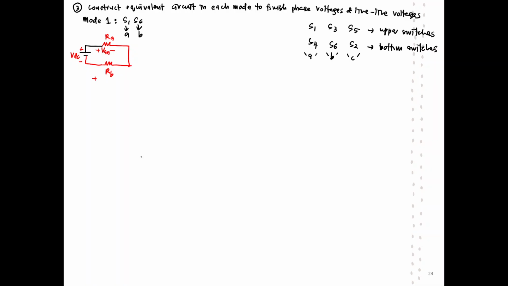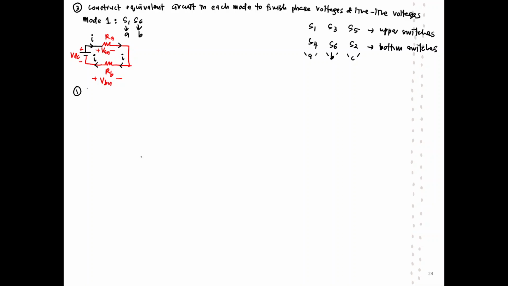Okay, voltage across RA is VAN, voltage across RB is VBN. This will be the current flow. So you can see this is just a series circuit. Remember, there are 4 steps that you need to do in order to find the value for your phase voltage and your line-to-line voltage.